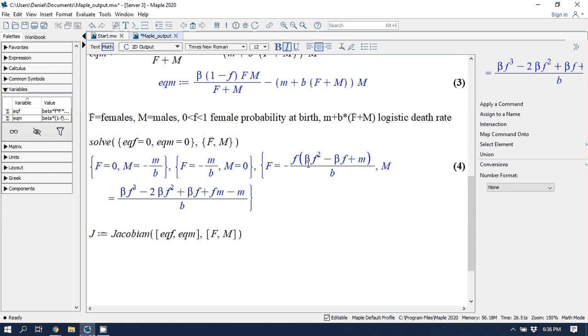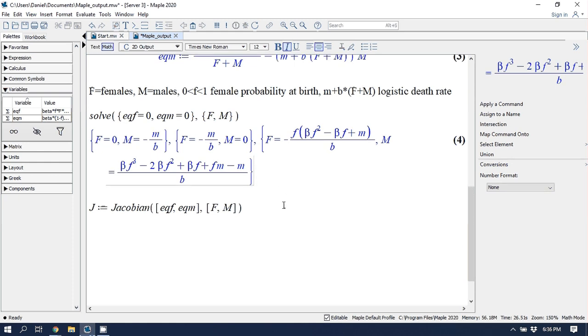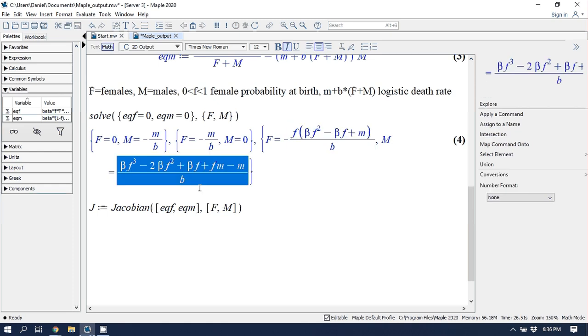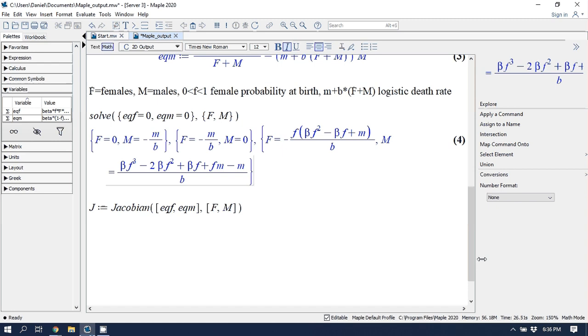On the other hand, the positive equilibrium, in other words, the situation under which the population approaches a positive limit, you want to know under which conditions that equilibrium is stable. In that case Maple can solve that for you easily. As you can see here, this is the value of f, this is the value of m at the equilibrium point.